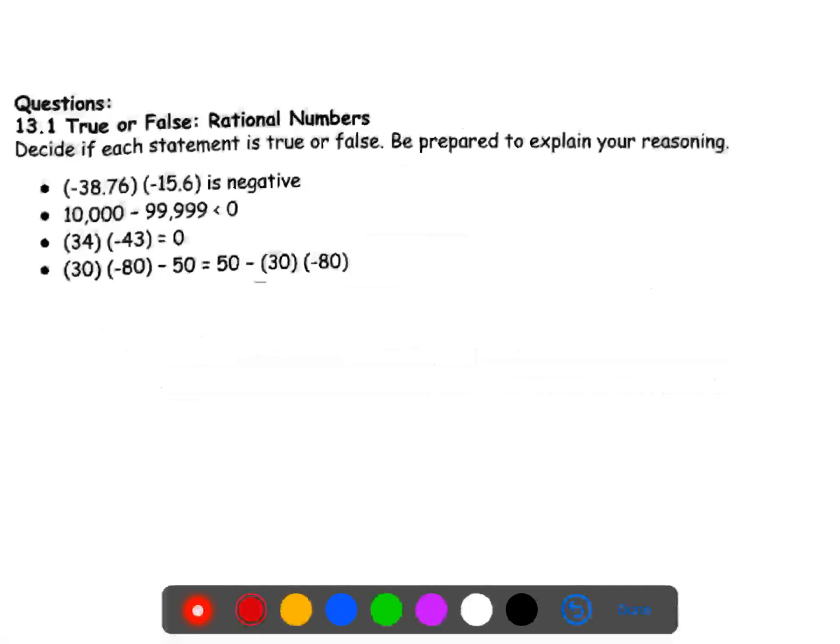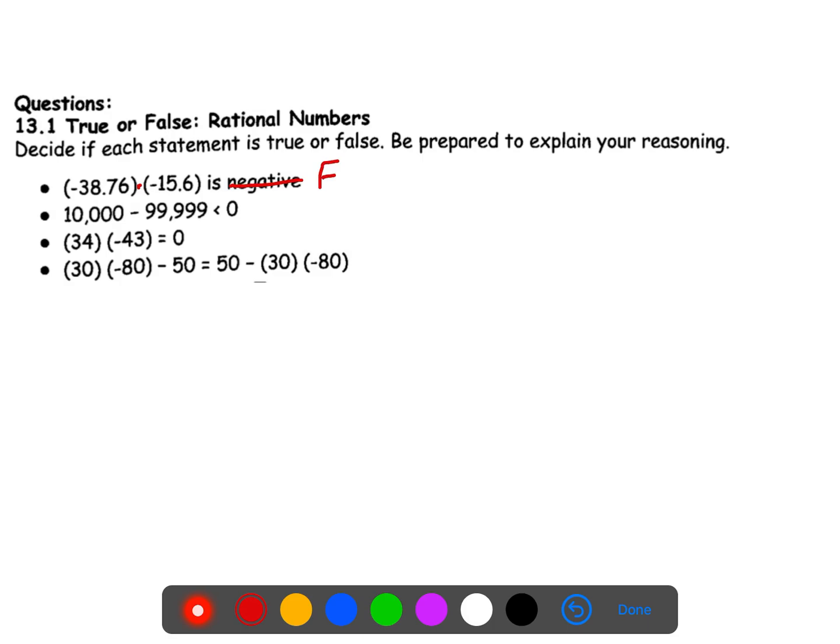Now for the first one, we've got these 2 negative numbers here. Because they're side by side with no operation between them, it means that we're multiplying them. And if we multiply 2 negative numbers, hopefully you realize that those have the same sign. So we would have a positive answer, not a negative answer. This would be a false statement.